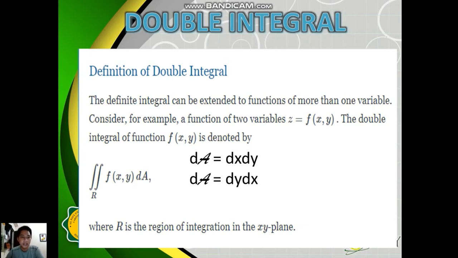Consider, for example, a function of two variables, z equals f of x, y. The double integral of f(x, y) is denoted as the double integral of f(x, y) dA, wherein dA is defined as dx dy or dy dx, and where R is the region of integration in the xy plane.